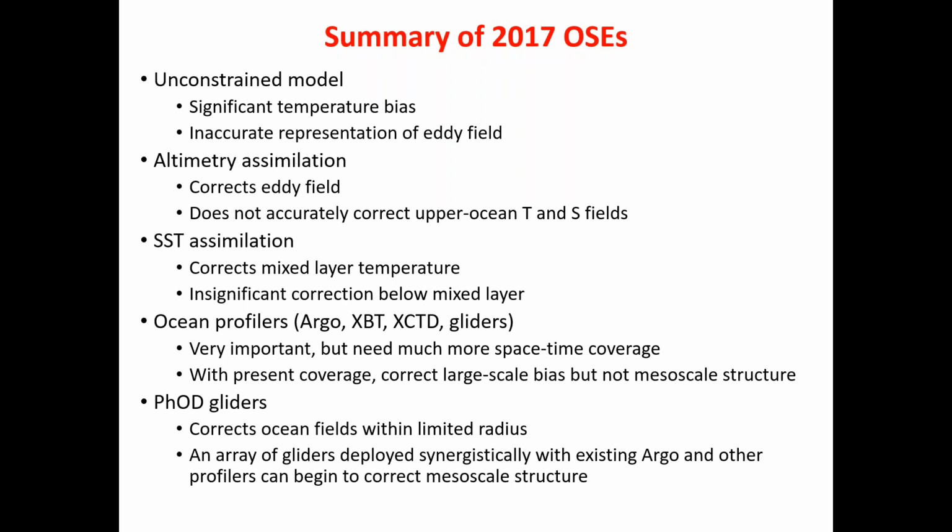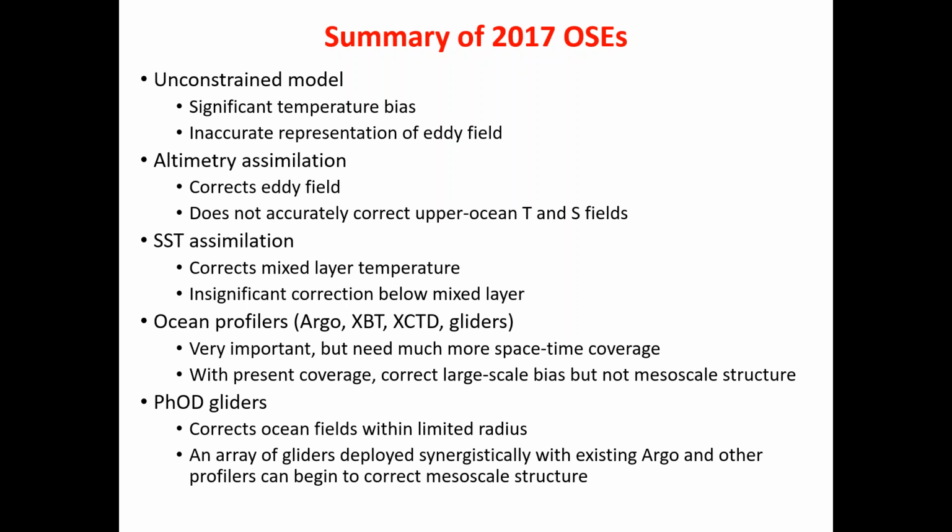Ocean profilers and airborne surveys can contribute significantly also. Basically, any improvement in collecting ocean profiles ahead of a hurricane potentially has a significant impact on intensity forecast. PHOD gliders: each glider corrects ocean fields within a limited radius, but if we deploy an array of gliders synergistically with existing data sets, including other profilers, we can maybe begin to look in more detail at the three-dimensional mesoscale structure beyond what altimetry alone can provide.